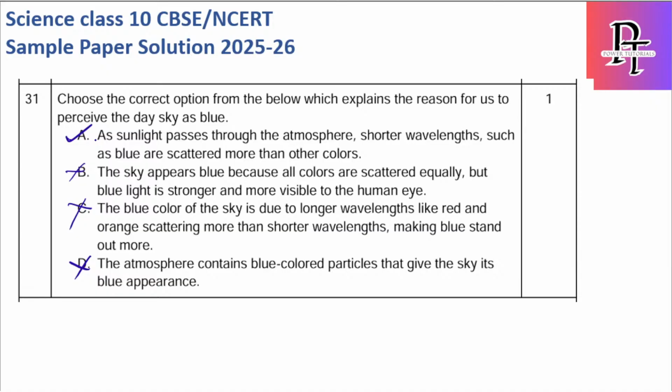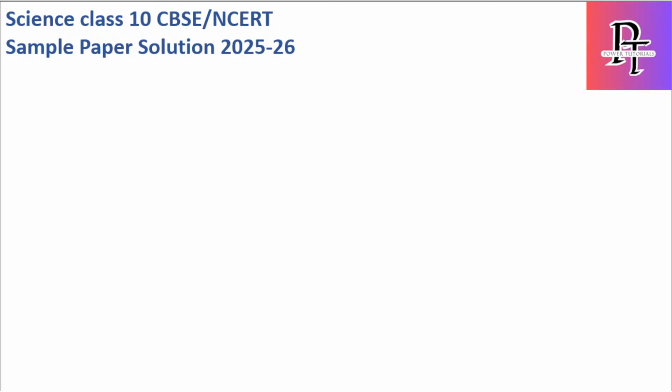Okay, shorter wavelengths will scatter more, and shorter wavelengths are blue and violet. So among blue and violet, our eye finds blue color better. So that's why we find the sky color as blue. Okay, let's go to the next one.